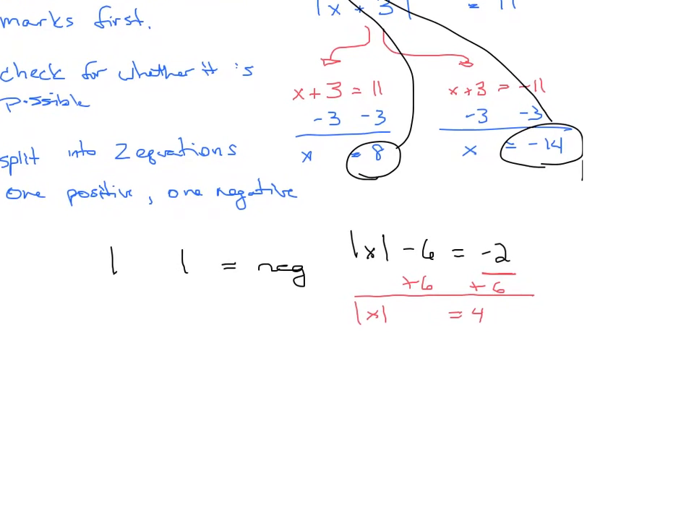We can go ahead and take a look at this. We're going to split that again. So we're looking for whatever's inside, which in this case is pretty simple, just x, right? Well, that could be positive 4. And then the other option, whatever's on the inside, could also be negative 4.